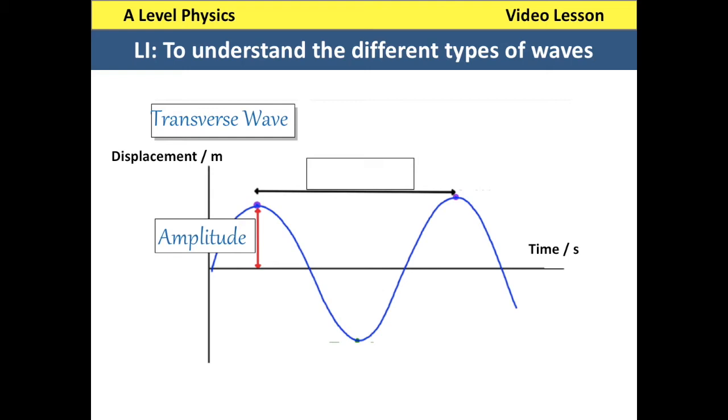Because if you look at the x-axis, rather than have distance going along the bottom, we have time going along the bottom instead. Now, when we've got a graph where time is along the bottom, the distance between two peaks of a wave is actually called the period of a wave. So in other words, the period of a wave is the time between two successive waves.